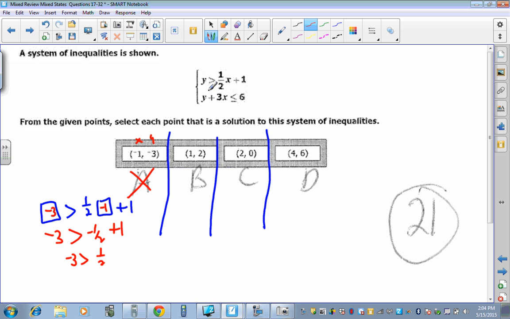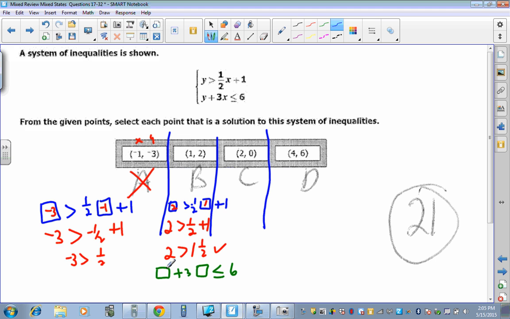Okay, I'm not even going to try the second one, because since the first one was not satisfied, there's no point in doing the second one. Okay, let's do this one now. We've got y is greater than a half x plus 1. We'll plug in our 2 and our 1. That gives you 2 is greater than a half plus 1. 2 is greater than 1.5. That's true. Let's check the second one and see if this is right. You've got y plus 3x has to be less than or equal to 6.